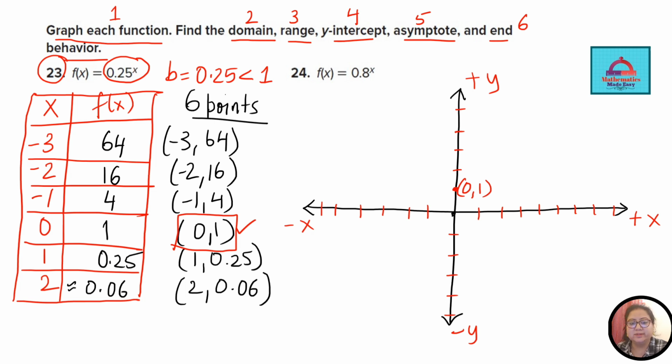Okay, perfect. So now you have this point. Similarly, you draw another point. For example, I'm taking this point next, (-1, 4). So -1 is here. 1, 2, 3, 4. 4 is here. So it's going to be this point.